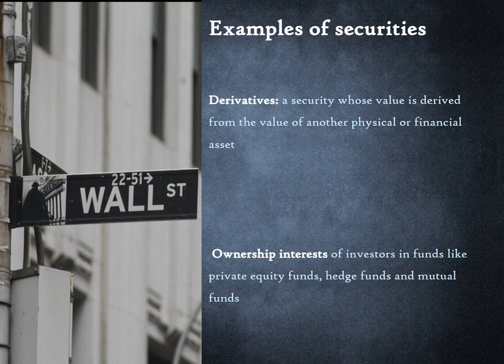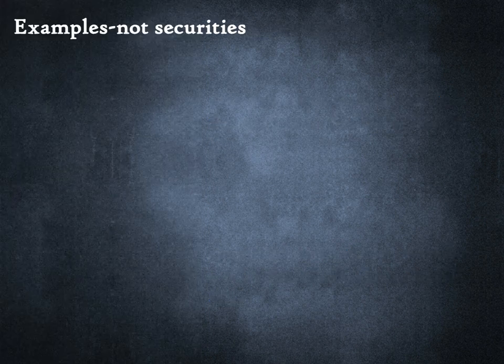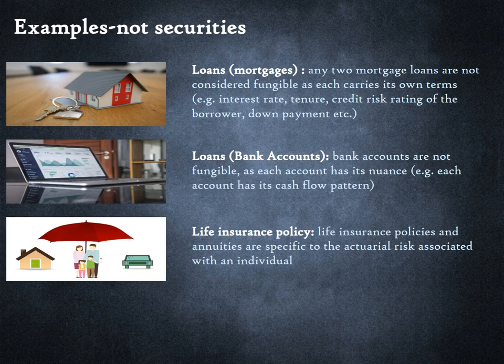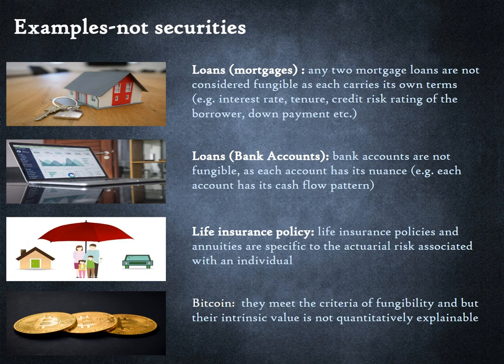Another example of securities are ownership interests of investors in funds like private equity, hedge funds, and mutual funds. Some examples of financial assets that are not securities include loans and insurance policies. In general, they don't meet the basic fungibility test. Bitcoin meets the fungibility criteria. But just like fiat currency, the relationship between Bitcoin and its source of intrinsic value is not quantitatively explainable.